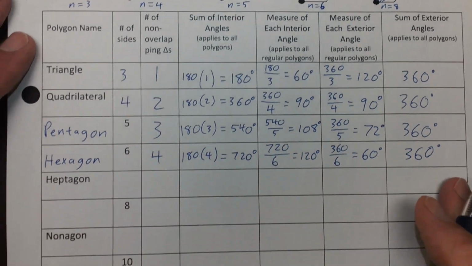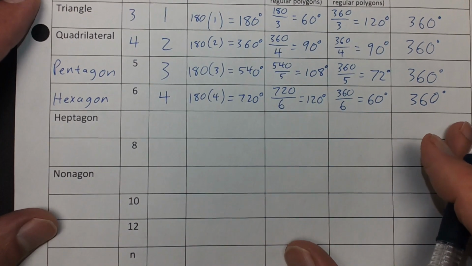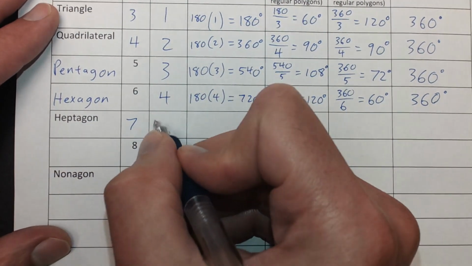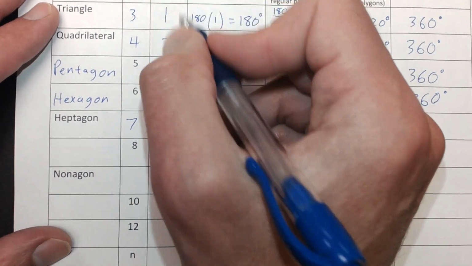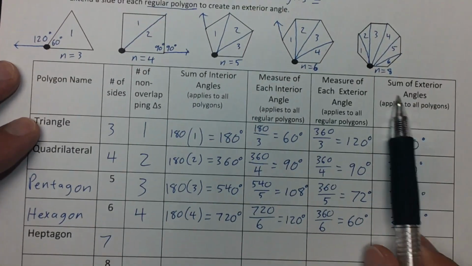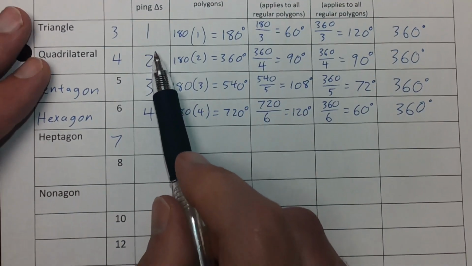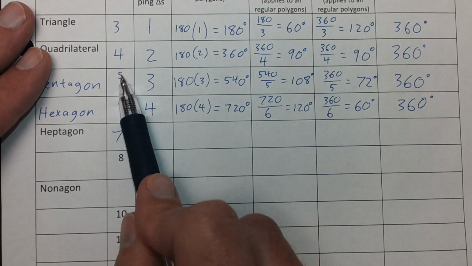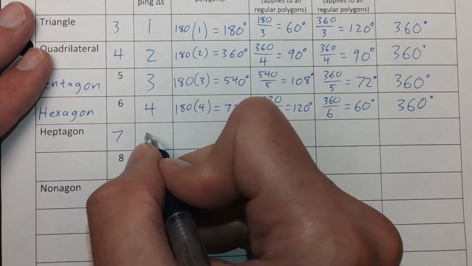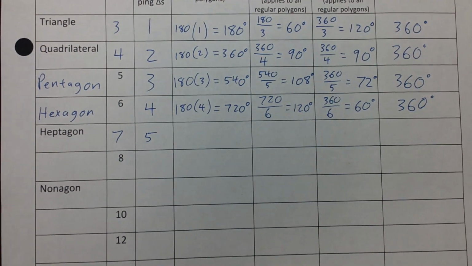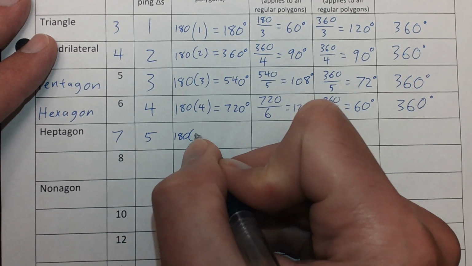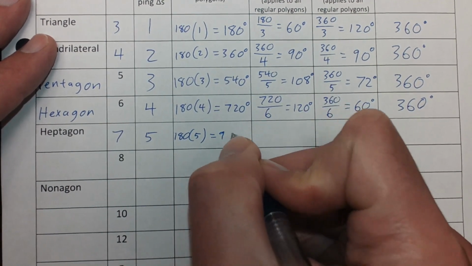Heptagon, we don't use this one as much, but heptagon means 7 sides. How many non-overlapping triangles are there? Well, you can see, we don't have this one drawn up here at the top, but you can figure it out from the pattern. However many sides there are, it's always going to be 2 less than that. So 7 minus 2, there's 5 non-overlapping triangles, which means the sum of the interior angles is 180 times 5, which is 900.